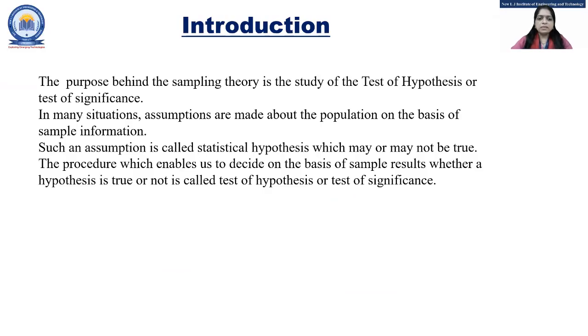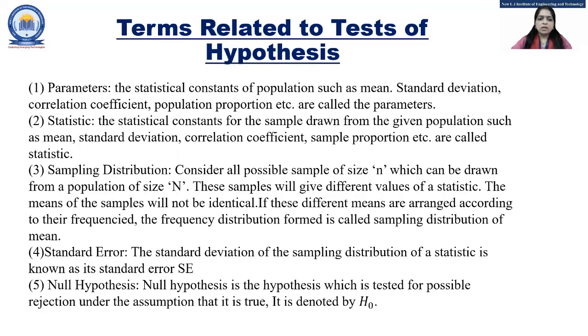The purpose behind the sampling theory is the study of the test of hypothesis or test of significance. In many situations, assumptions are made about the population on the basis of the sample information. Such an assumption is called a statistical hypothesis, which may or may not be true. The procedure which enables us to decide on the basis of the sample results whether a hypothesis is true or not is called test of hypothesis or test of significance.